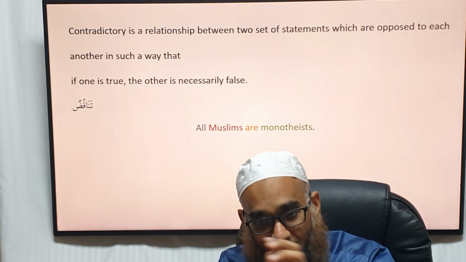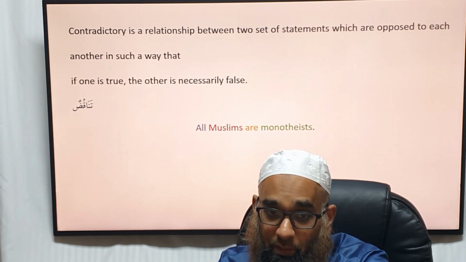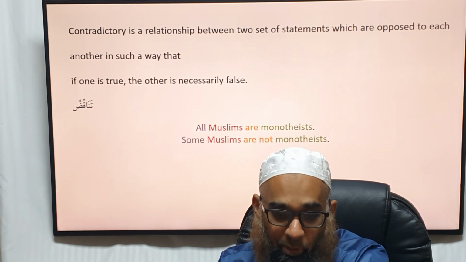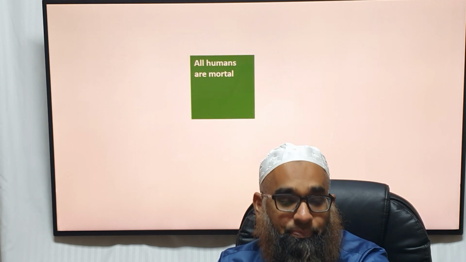The O of this, A-E-I-O, the O of this has to be false. It can't be true. It's just impossible. So "some Muslims are not monotheists" can't be true.